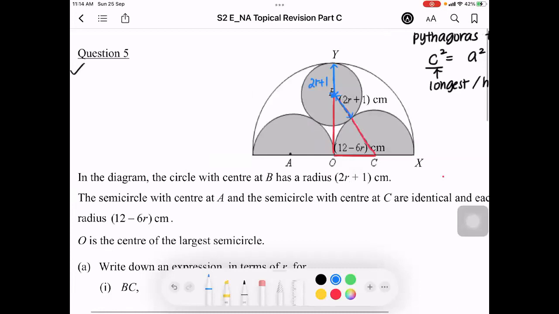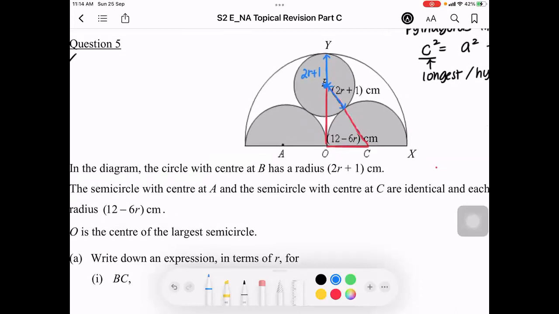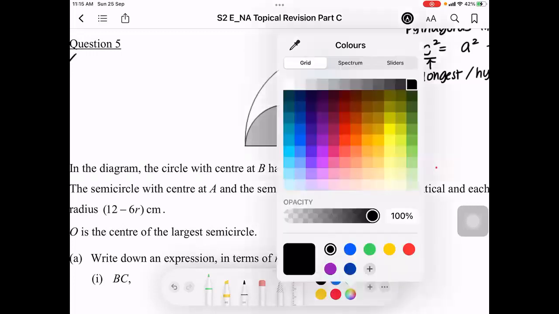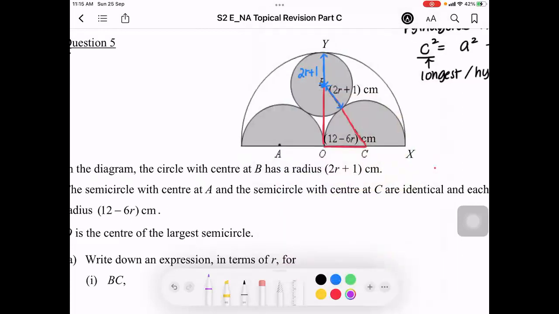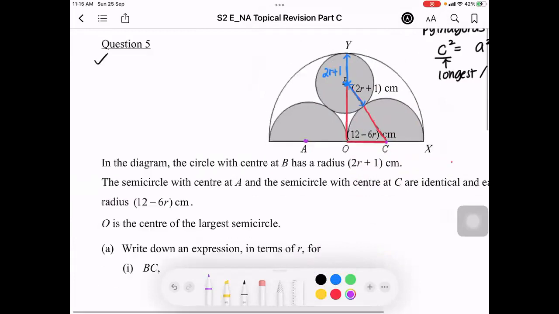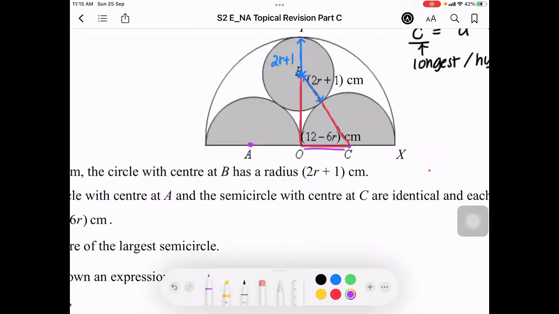Next thing, they say the semicircle with center at A. So center at A is, let me change another color. Purple. Center at A. So these two have the same one. They are exactly two semicircles, center at A and center at C. They are identical. The radius is 12 minus 6r. That means this is 12 minus 6r. This portion is also 12 minus 6r. Okay, this portion is also 12 minus 6r.